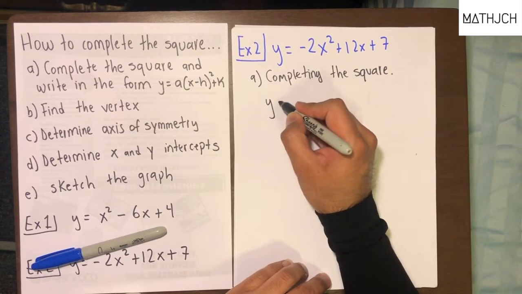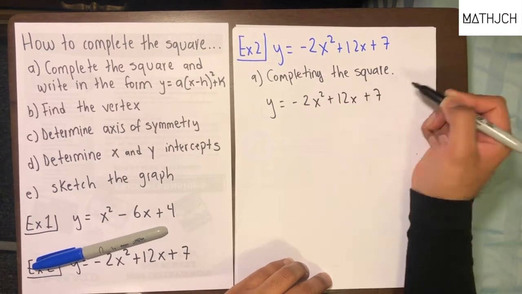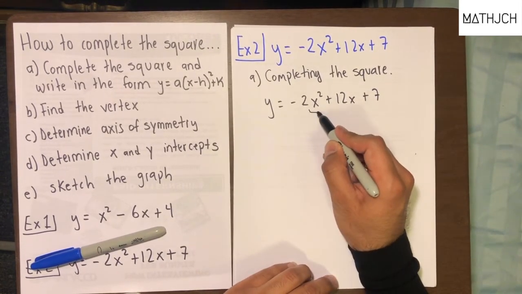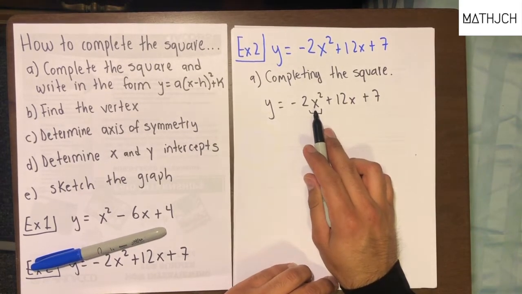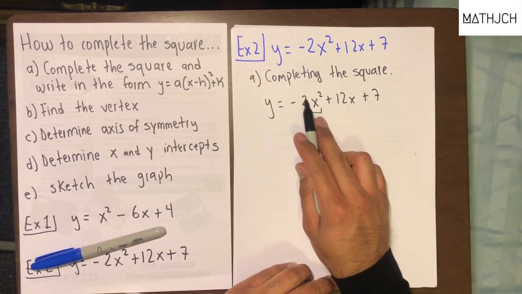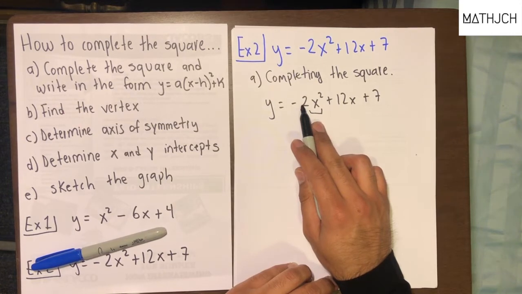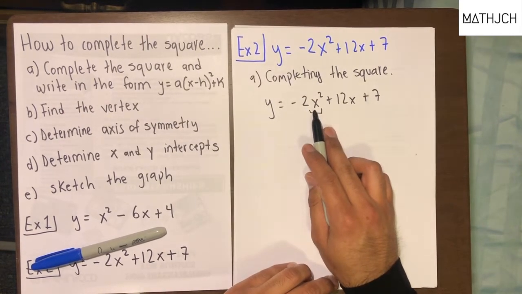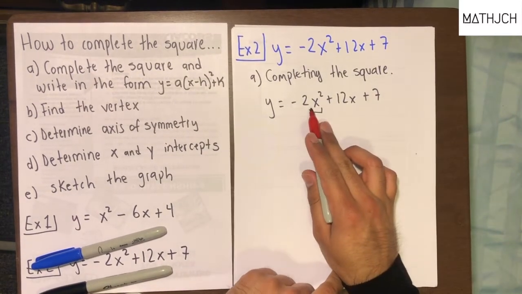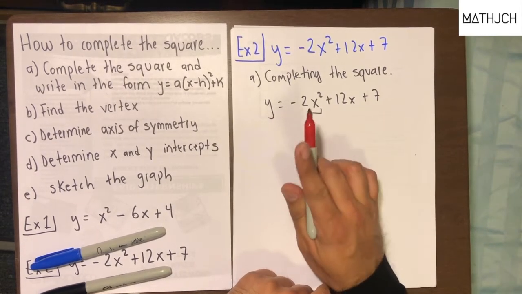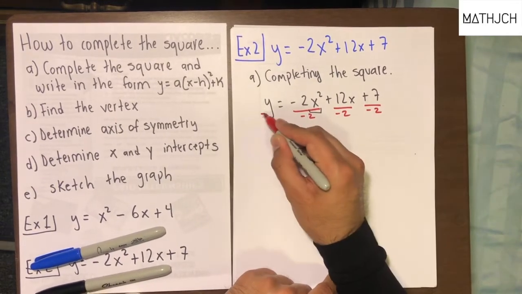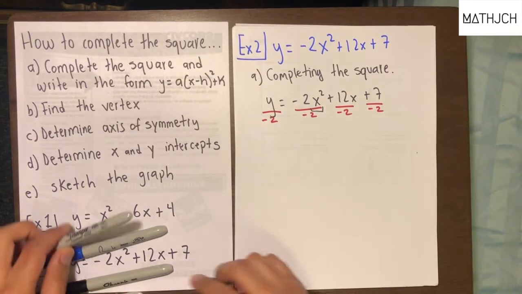Okay, so to complete the square, the first step that we need to take is that we want to make sure that our term with x squared is by itself. No number in front of it, except 1, right? So that means we have to get rid of this negative 2 somehow, in order to leave the x squared by itself. So what we're going to do here is divide by negative 2 every single term, even the y, for now. So let's divide by negative 2 every single term in order to do the completing the square.